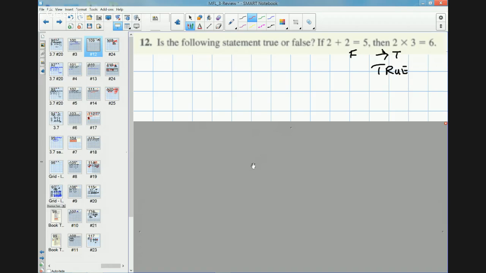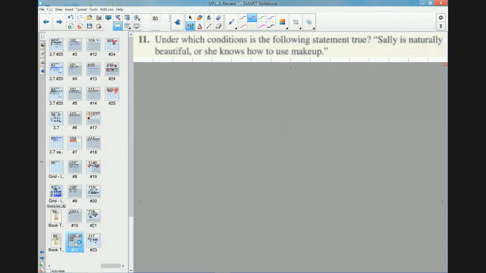Can we go over number 11 because it was the conditional and it kind of threw me off a little bit. You bet. Coming right up. Okay, here we go. Number 11. Under which conditions is the following statement true?